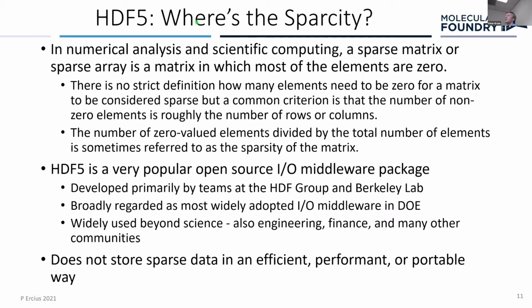So in numerical analysis and scientific computing, a sparse matrix or sparse array is a matrix in which most of the elements are 0. Our previous speaker just talked about this. 90% of their data is basically 0. So having a sparse ability would be really nice. HDF5 is very popular and open source, as we all know, and it's developed primarily by teams at Berkeley Labs. So it's very widely used. Being able to get sparse data into an HDF5 format would open it up to a huge ecosystem, rather than needing to write code that understands the sparse data that we're fitting into it.